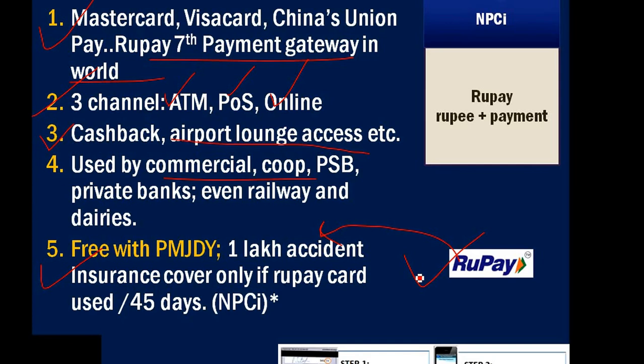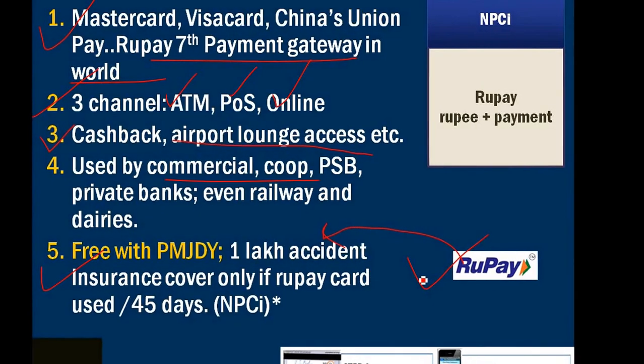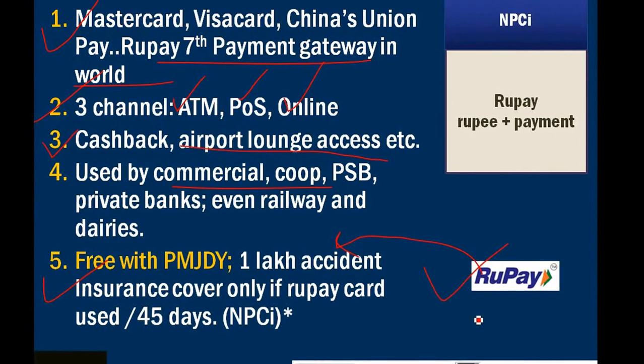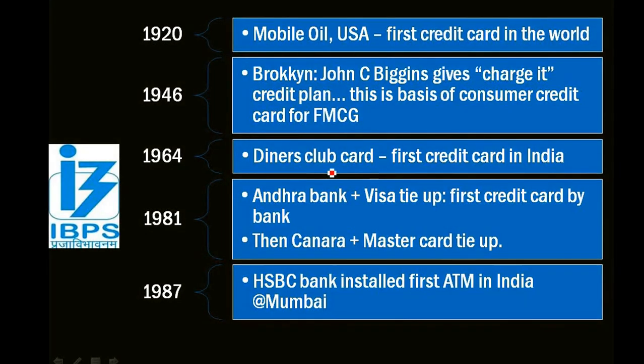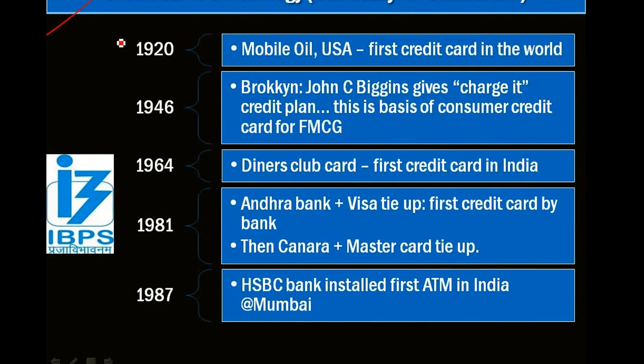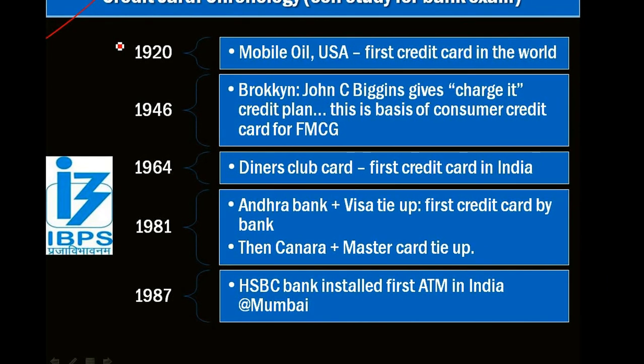So what are the various payment gateways? RuPay is seventh. It is an important point that RuPay is the seventh payment gateway infrastructure in the world after MasterCard, Visa, and China UnionPay, and these payment gateways are used across three different types of channels, such as ATMs, point of sales, and online services. So the RuPay card is accepted at three channels, that is ATMs, point of sales, and online transactions.